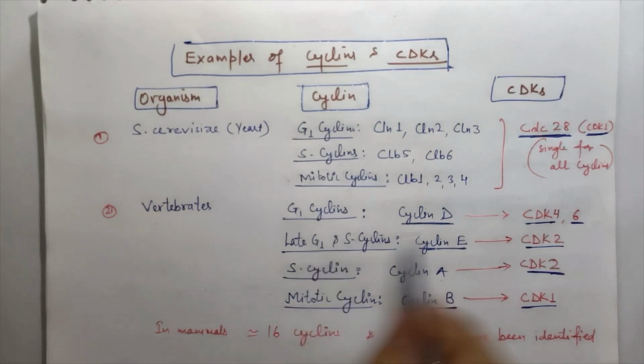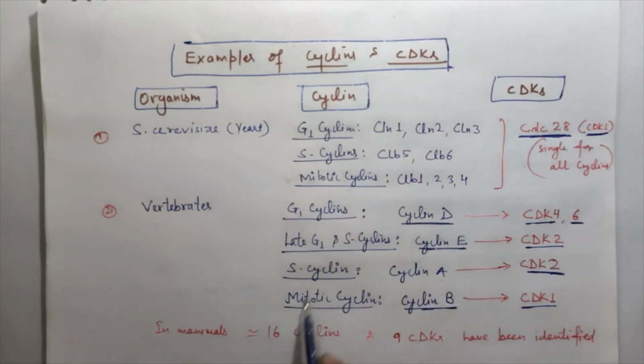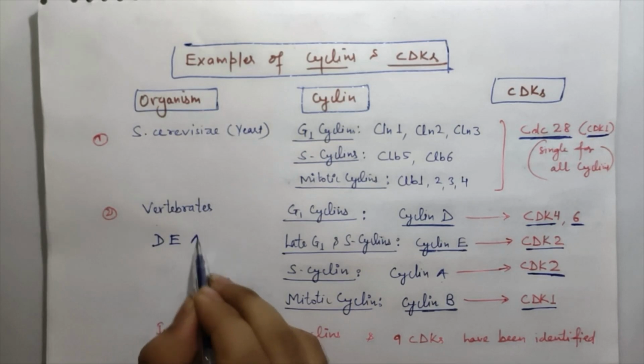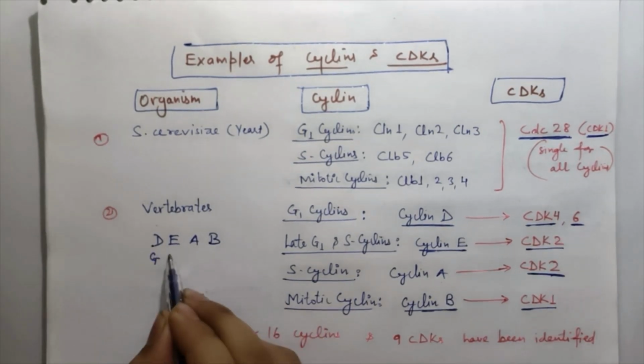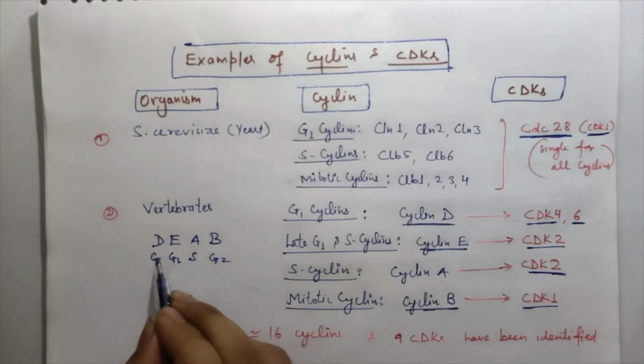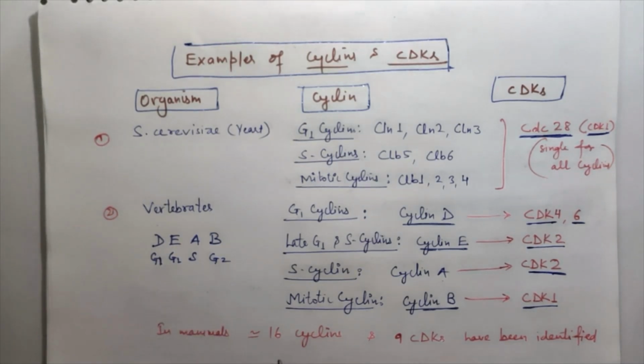So here it is clear that G1, S and M cyclins are in the sequence D, E, A, B. And in mammals approximately 16 cyclins have been observed, and approximately 9 associated cyclin dependent kinases have been identified, and they differ from other vertebrates, and they share some common characteristic features in terms of the active sites on CDK and their regulation.